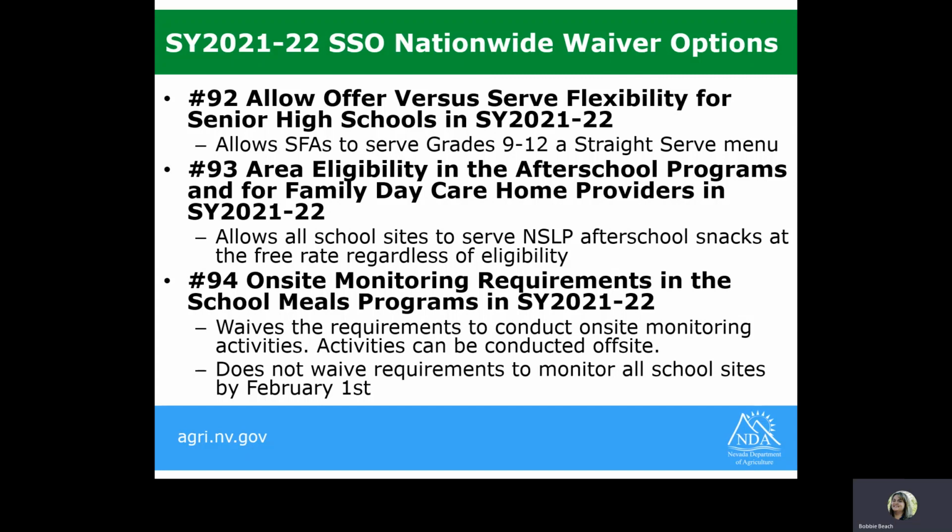Number 94 is the on-site monitoring requirements for the school year. So this waiver is a little different than previous waivers. It does not waive your requirement to conduct monitoring activities at your school sites by February 1st. This waiver allows you to do off-site monitoring. So if you wanted to conduct these monitoring visits via Zoom or Teams, this waiver would allow you to do so.